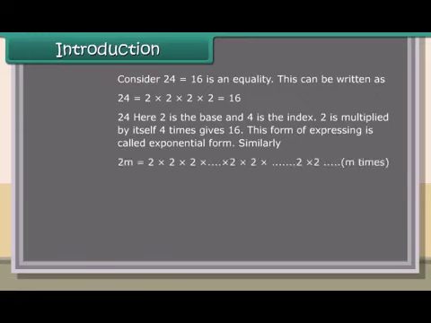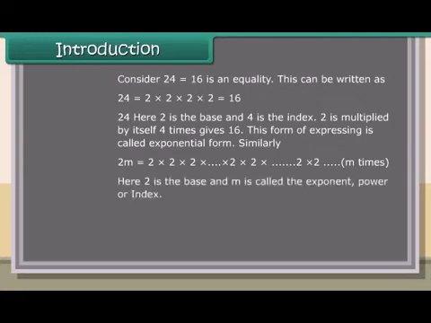Similarly, 2^m = 2 × 2 × 2 and so on, 2 × 2 so on, m times. Here 2 is the base and m is called the exponent, power or index.